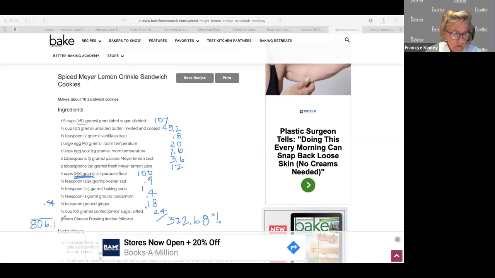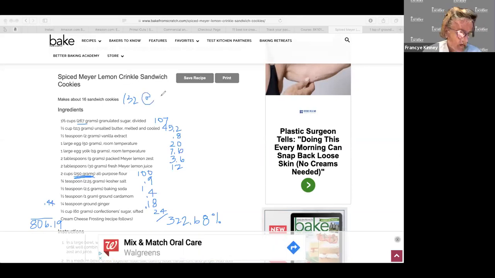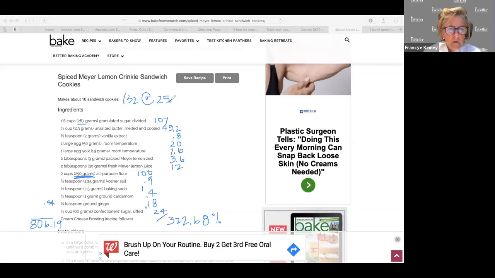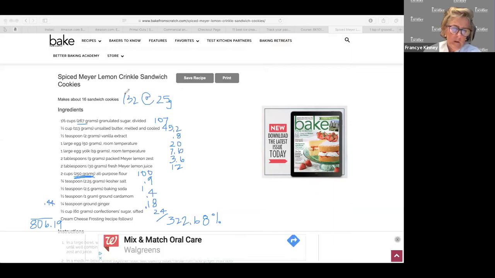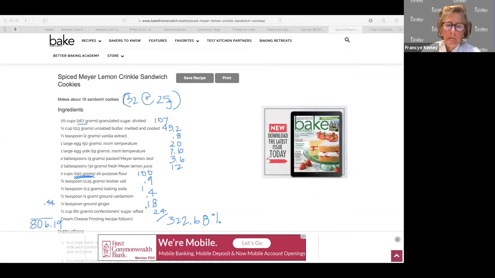All right, so let's take that number and divide it by 32 and see about what they are putting. So they're putting about 25 grams in each. So this is going to make 32 cookies, about 25 grams a piece. Okay, so, you know, you can obviously make more or less if you wanted to using your baker's math.